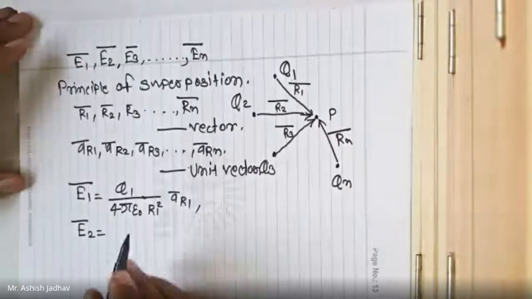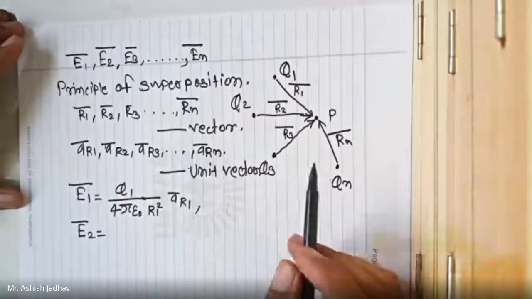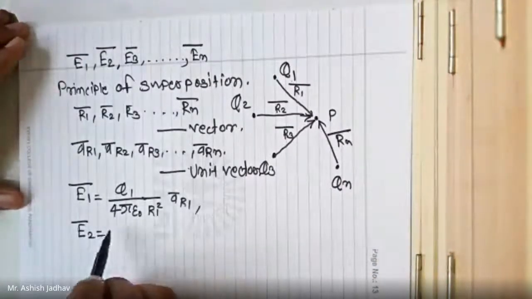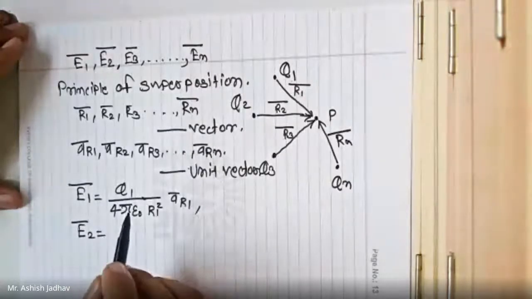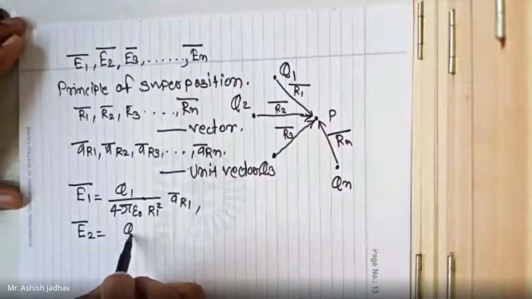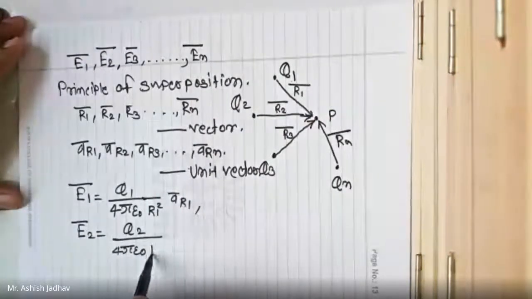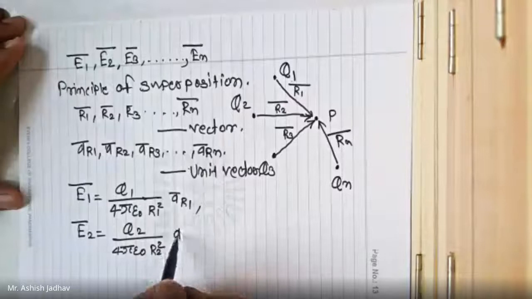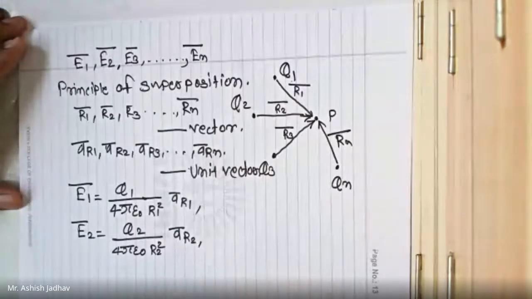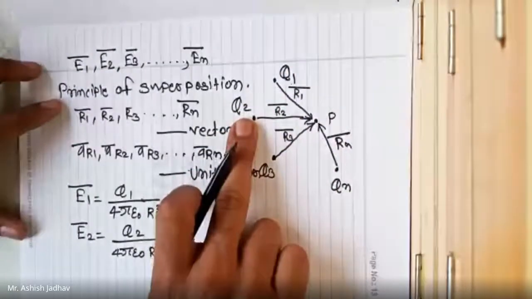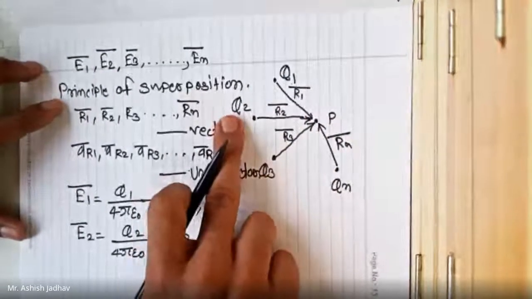So E2 will be the electric field intensity created at point P, right? And because of whom it is created? Because of charge Q2. So the formula to obtain this electric field intensity E2 is Q2 upon 4 pi epsilon naught R2 square a bar R2. So this is how you can calculate the electric field intensity for the second charge, that is Q2.